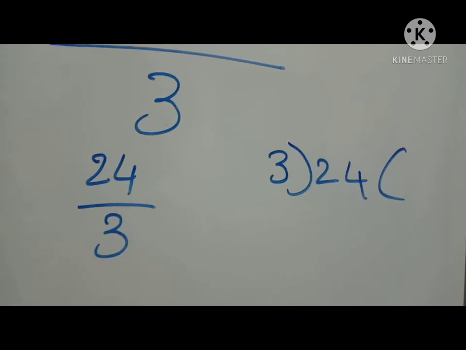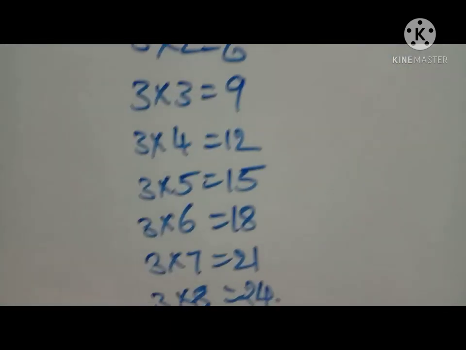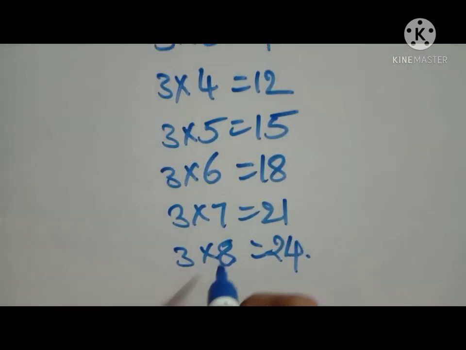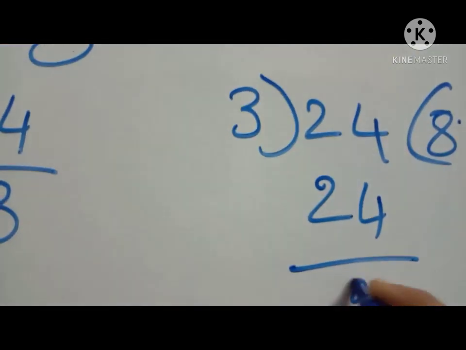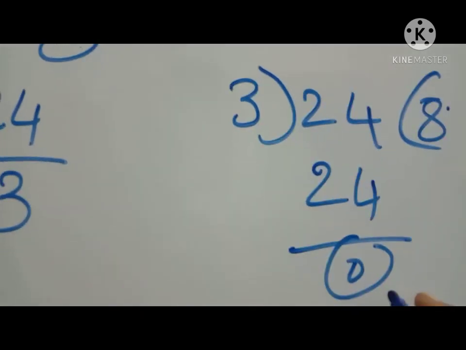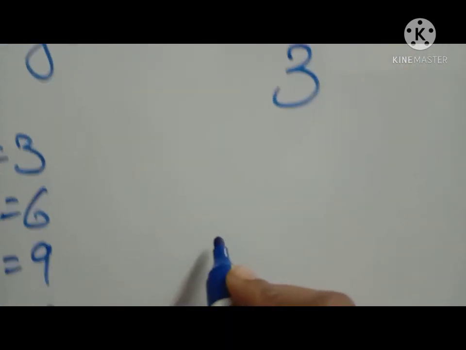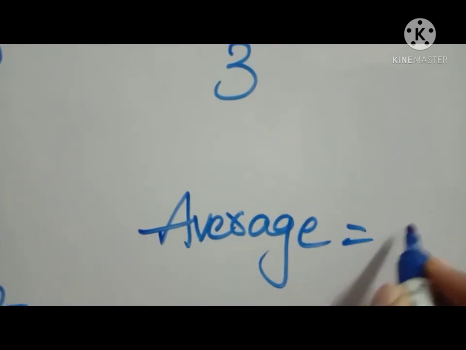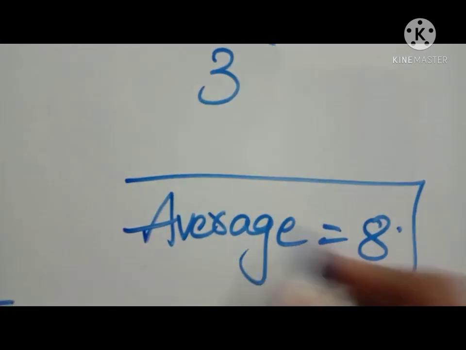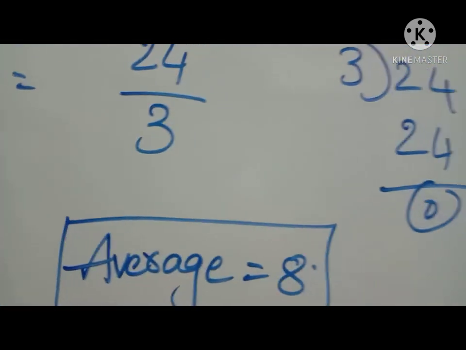What is the number here? 24 is there. How many times is 24 in the 3 table? 8 times. So in the quotient, write here 8, here 24. 24 minus 24 is equals to 0. So what is the average here? Average is equals to 8.